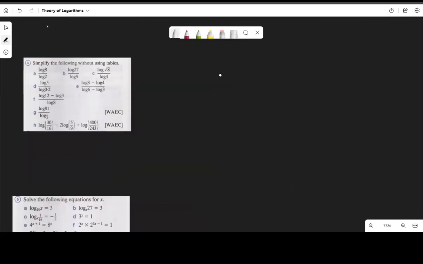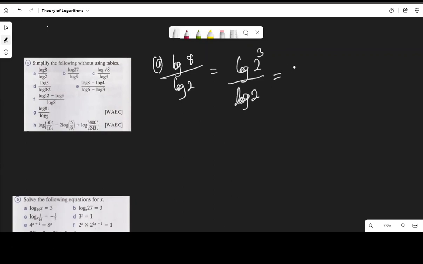Question 4. Simplify the following without using tables. The first one we have is log 8 over log 2. We can write log 8 as log 2 to the power of 3, over log 2. Both of them are logarithms to base 2, so it will be 3 log 2 over log 2. So log 2 can cancel log 2, so our answer is 3.